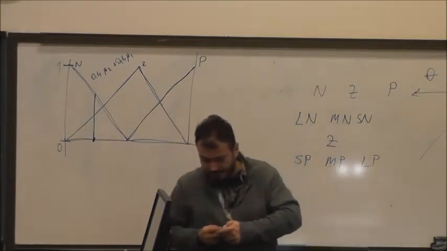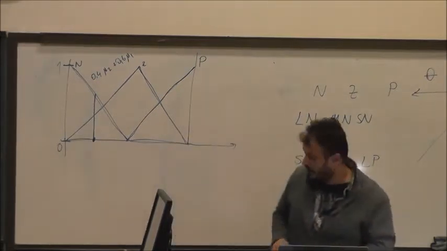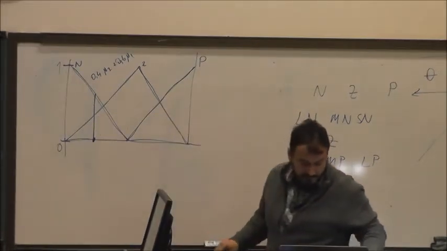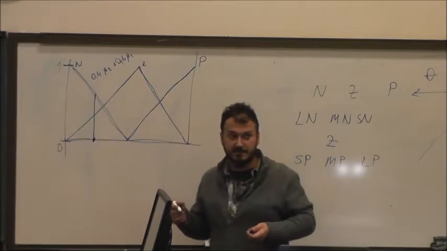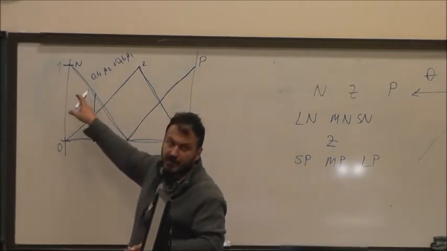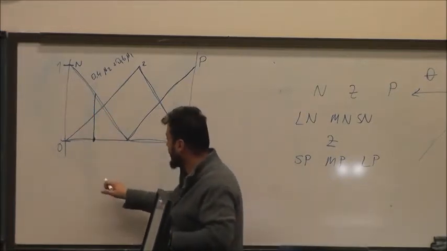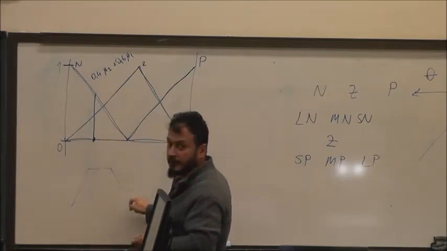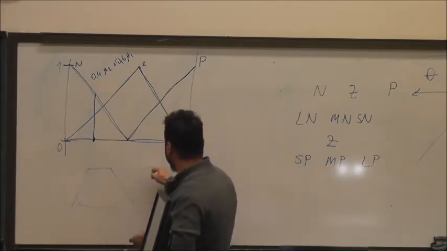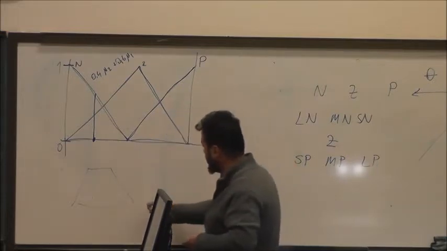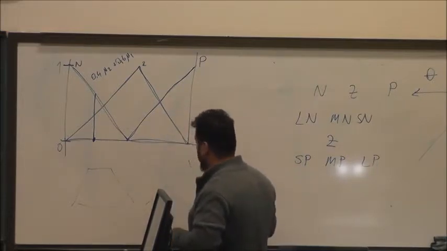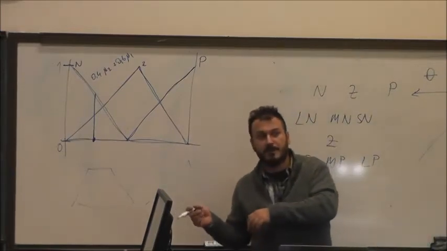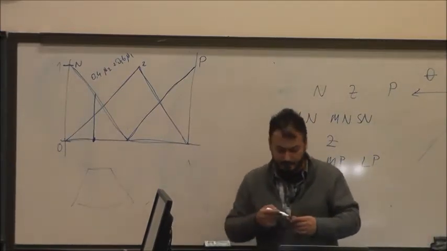Okay. That was a short introduction. Also, you can choose different styles of membership function. Here I use triangle. You can use a triangle, trapezoid, right? You can use Gaussian, and you can use different types of Gaussian functions as well.